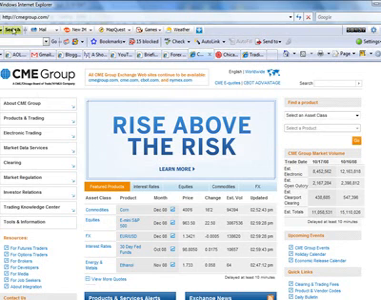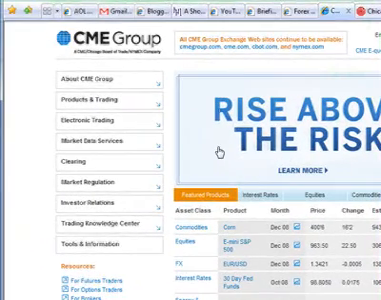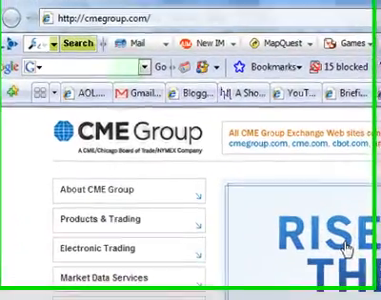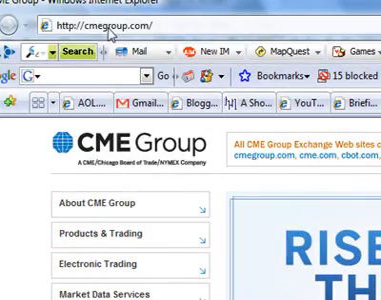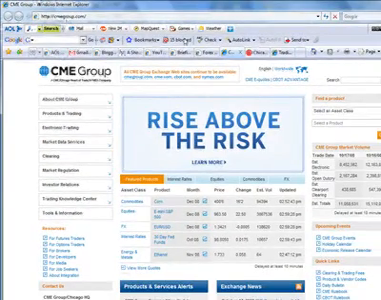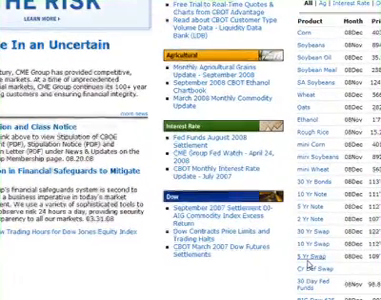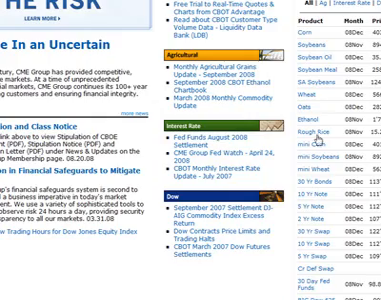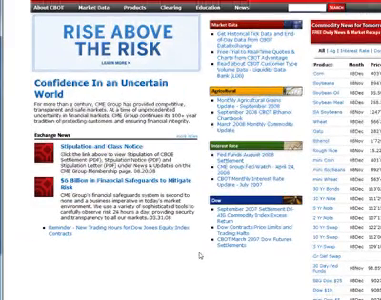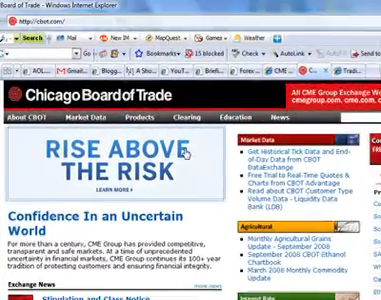Briefly, this is CMEGroup.com. CME and the CBOT joined together. This is a great place for information on all the futures markets. This is the official home of the CME and CBOT. Another website I really like is CBOT.com. Here's where you'll find the grains and the bonds all listed. You have all kinds of very, very interesting information that you can find here.